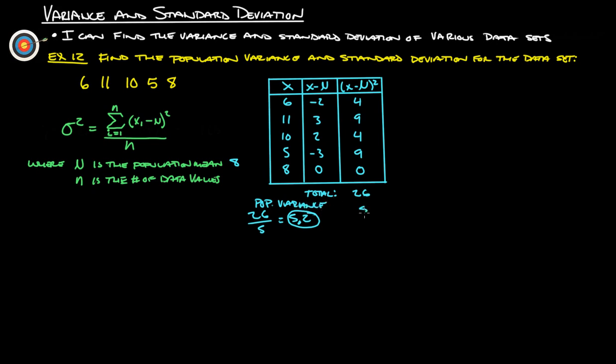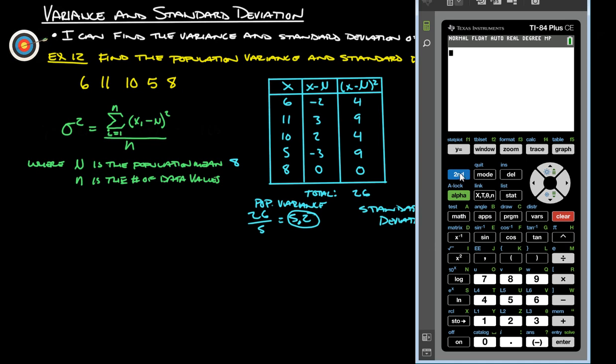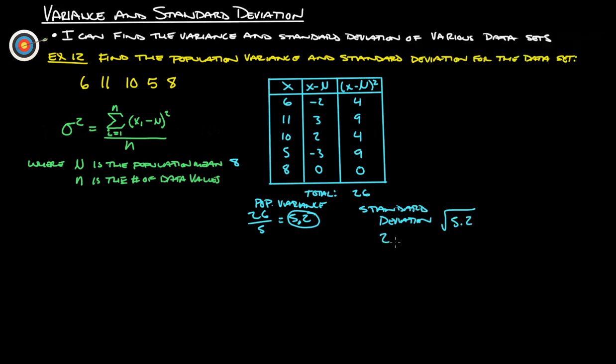Okay, and then to find the standard deviation, we simply take the square root of 5.2. Square root of 5.2 gives us 2.28. So the standard deviation equals 2.28, and that on average is how far each piece of data is from the mean.